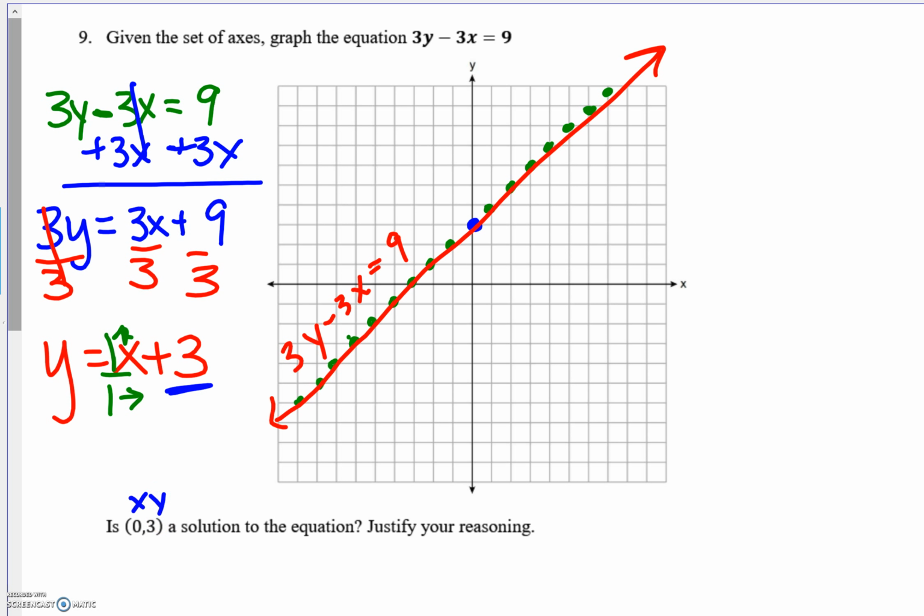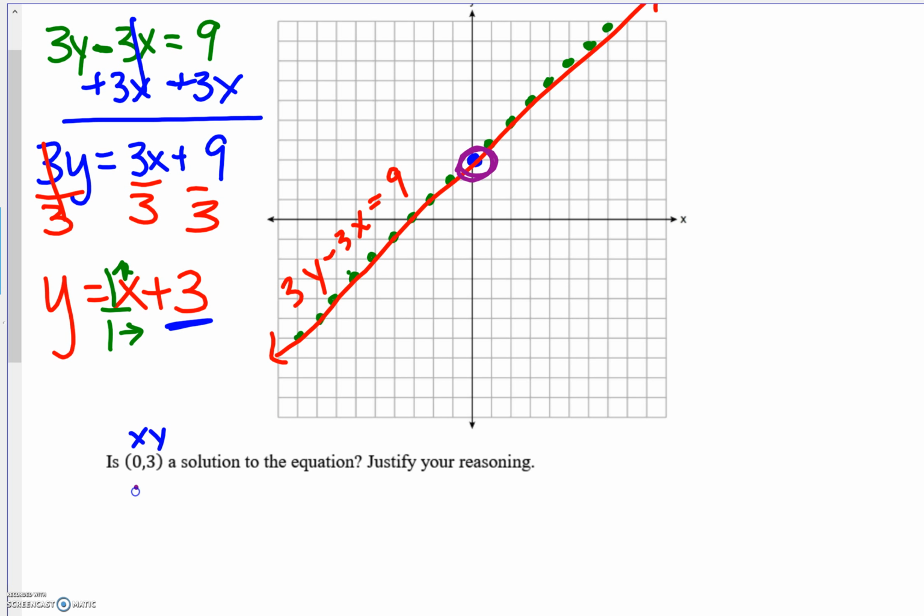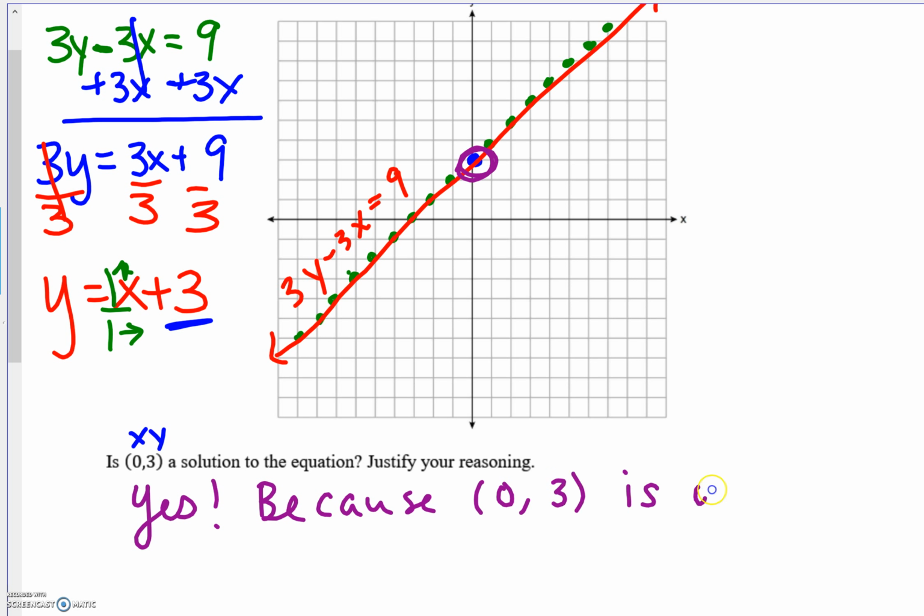The second part is saying, is (0, 3) a solution to the equation? So (0, 3), I'm going over 0, up 3. We should notice that (0, 3) lies on the line. If it lies on the line, it is a solution. And to justify, you can show by substituting in your x and your y value, or you could say yes, because (0, 3) is on the line.